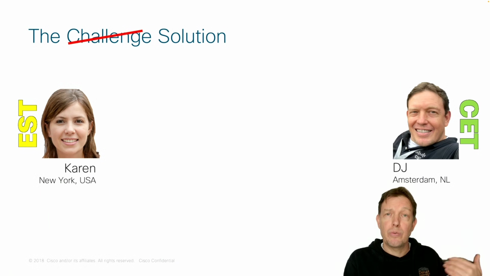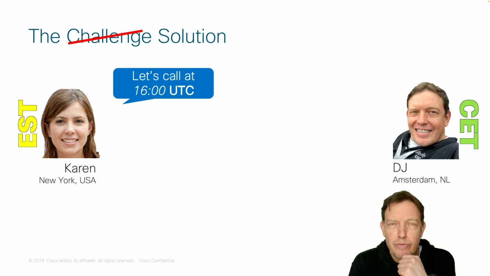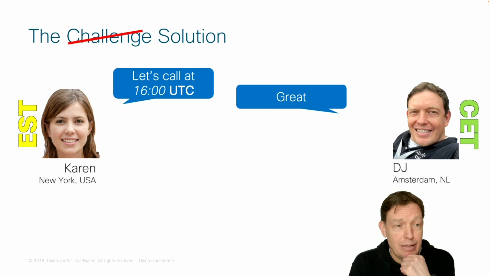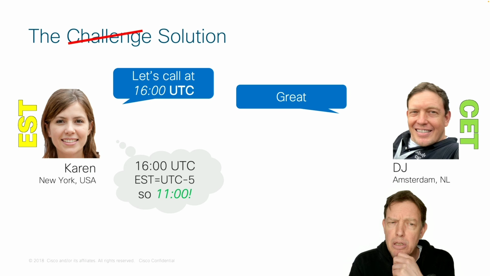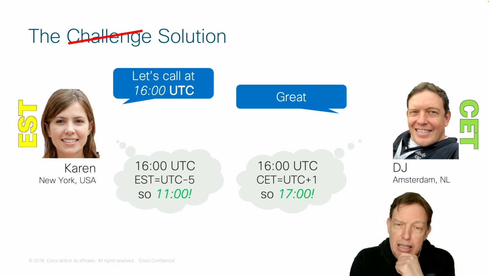So the solution to the previous problem is that Karen will say, let's call at 4 o'clock UTC. Great. I know when that is, and she knows. Well, does she? So 4 o'clock UTC in the EST time zone: EST is UTC minus 5, so it should be 11 o'clock. And I'm thinking CET is UTC plus 1, so it should be 5 o'clock. And we will talk at the right time. Wow. But we don't talk like that.